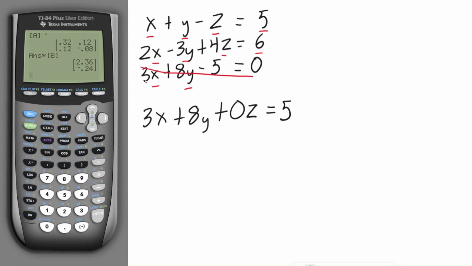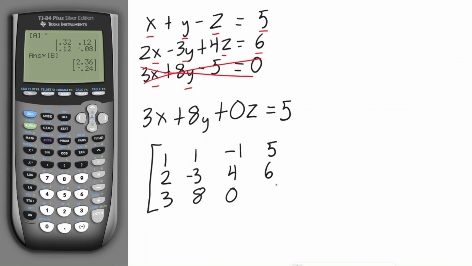So I'm going to ignore this one and think of these 3. But otherwise, everything is exactly what we've done before. So I'm going to do the reduced row echelon form version, although if you want to do the other one, it's exactly the same idea. So I'm going to rewrite this as 1, 1, -1, 5. That's the first row, the first equation. 2, -3, 4, 6. And 3, 8, 0, 5. So let's go ahead and type that into our calculator.